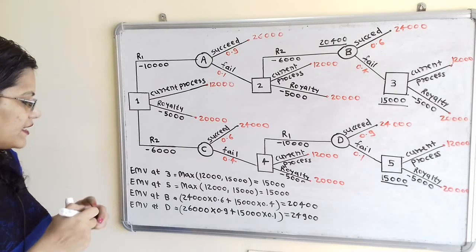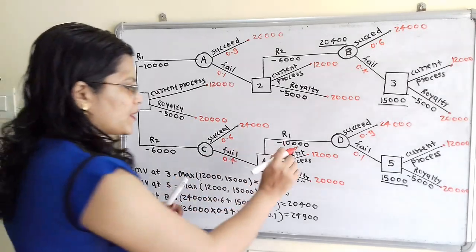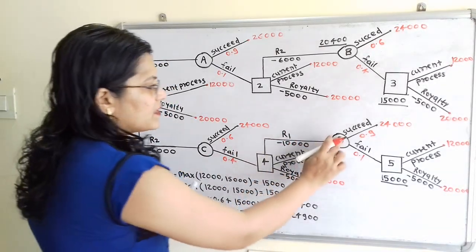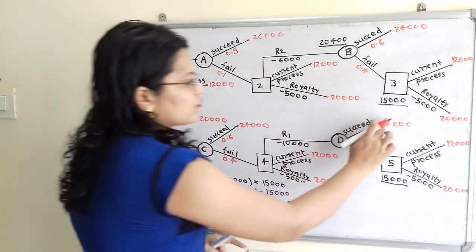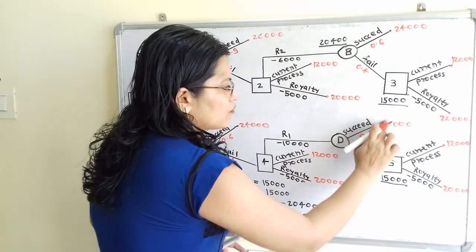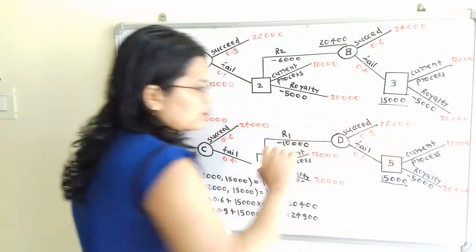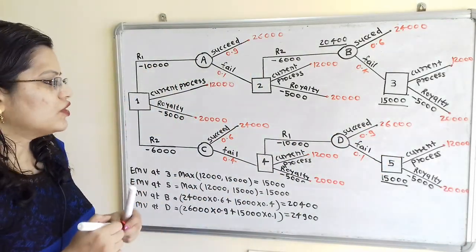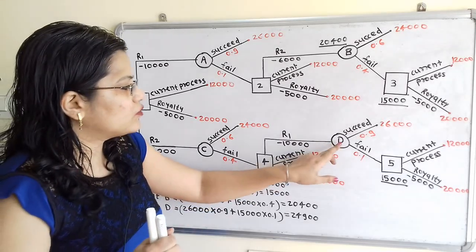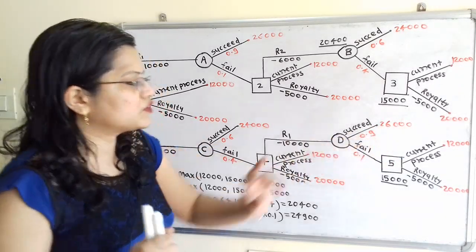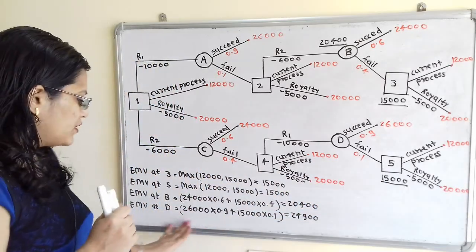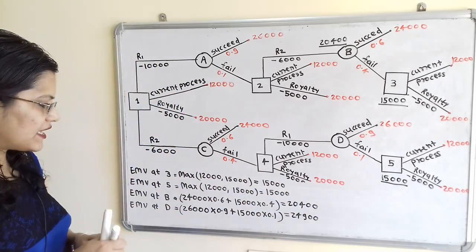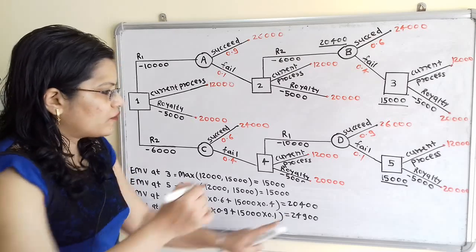Now at node D, because this is the research R1, if research R1 succeeds, then here 26,000 profit. So it is not 24,000. It was a mistake. So this was 26,000. So how to calculate the value? That is 26,000 into 0.9 plus 15,000 into 0.1. When we calculate this, we will get the answer 24,900.